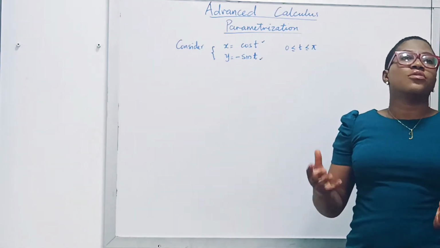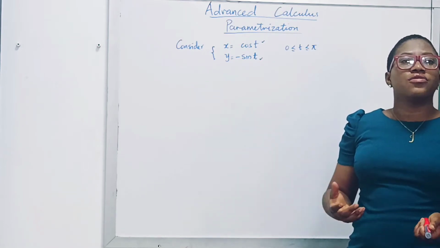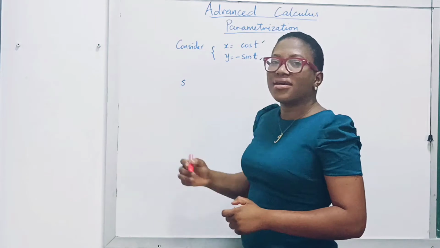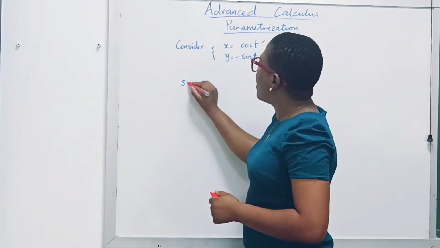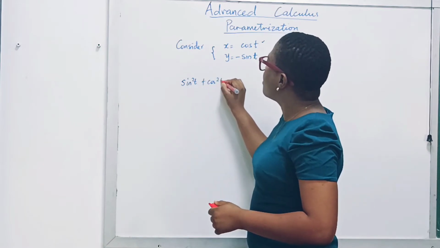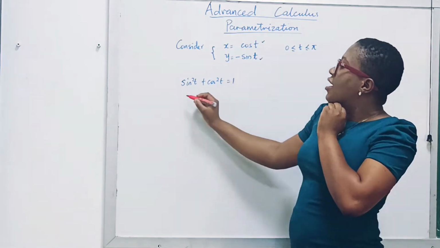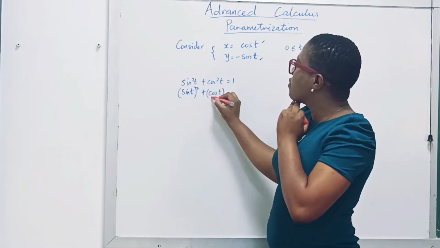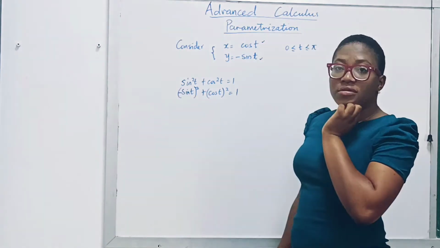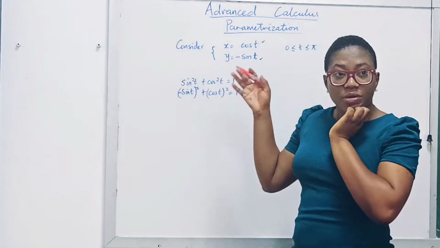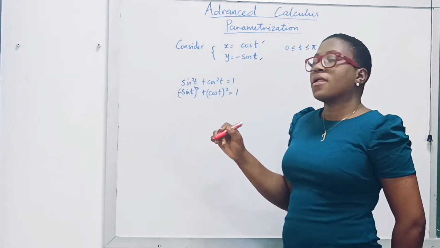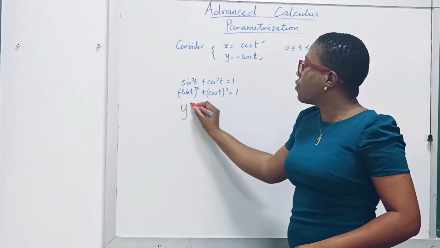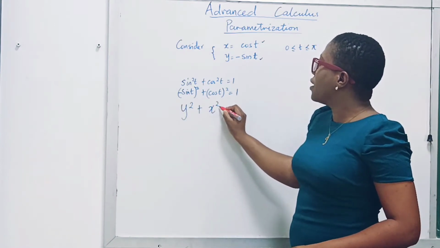What comes to mind? You need to know your trig identity. Sine squared t plus cos squared t is equal to 1. Now, how can I use this with this? I know that sine t squared plus cos t squared is equal to 1. If I put minus here, nothing changes, because the square will remove it. If you put the minus inside the bracket, so what do we have? We have y squared plus x squared is equal to 1.